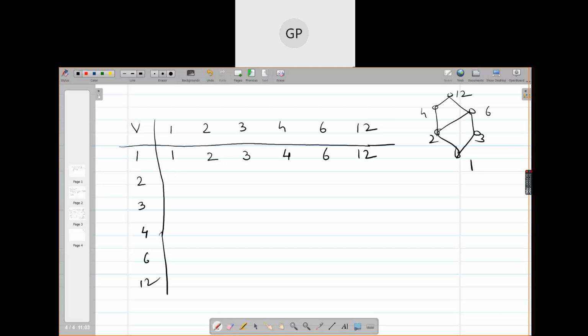Now 2 join 1 is 2. First row is same as first column. Please remember this. Okay. 2 join 2 is 2 of course. What is 2 join 3 now? Tell me 2 join 3.